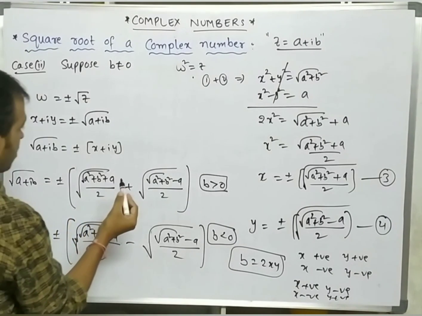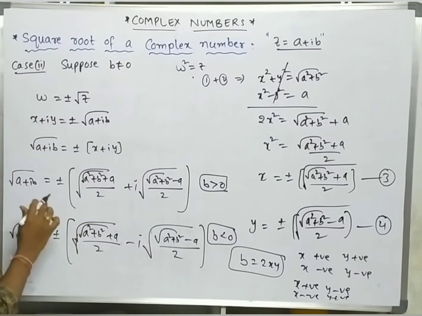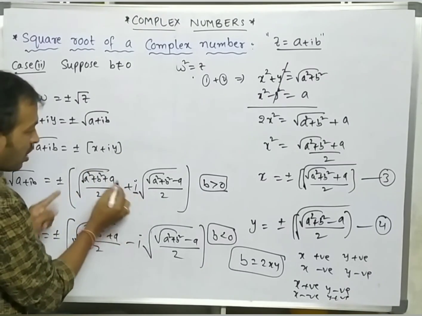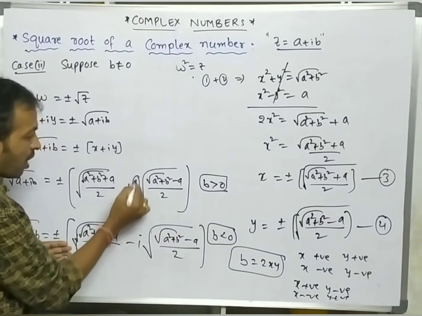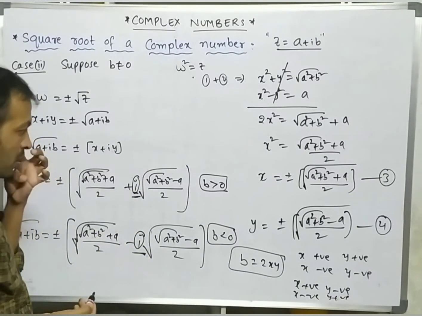Sorry, here I should write i. x plus iy, right? So here this is the value of x and this is the value of y. In the middle we should write i also. So this is the correction.